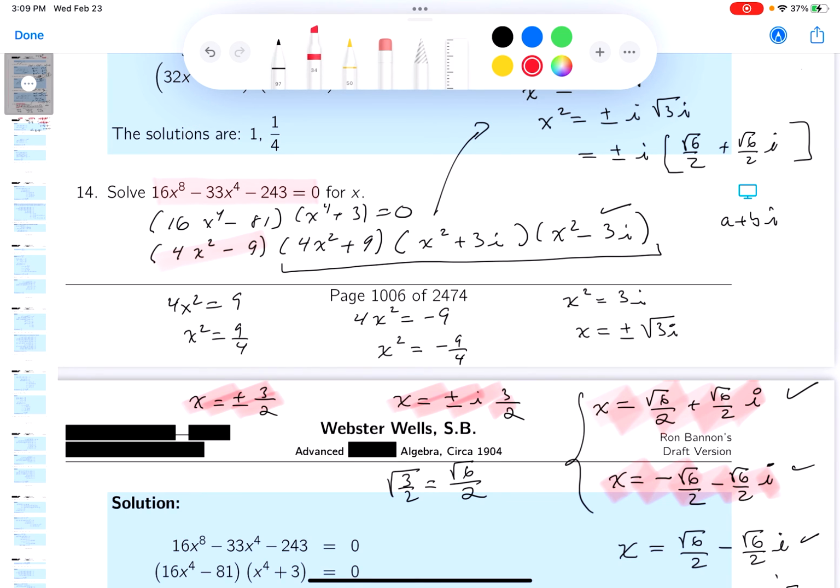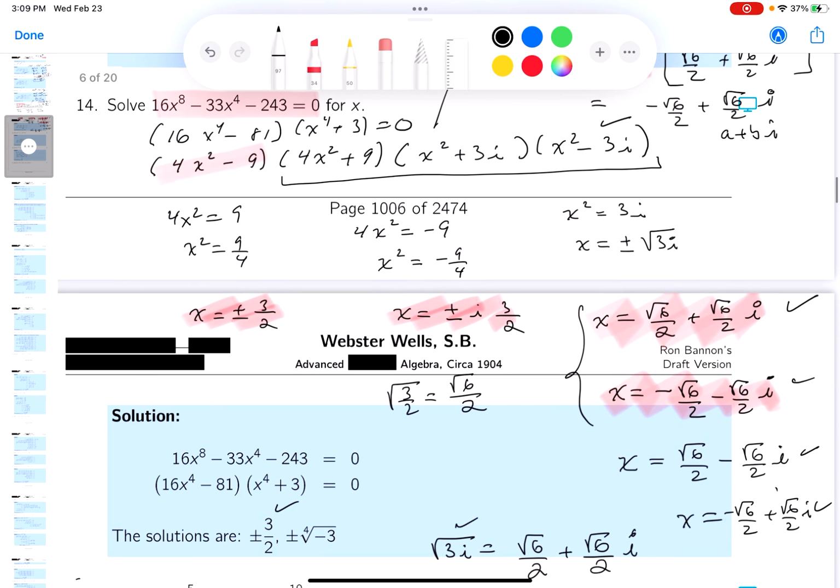So I'm going to point out what I'm doing over here. I'm taking the plus version, i. I'm going to multiply that through. What are you going to get? It's going to be minus root 6 over 2 plus root 6 over 2 i. I want to point out where that one is. That one is right over here.